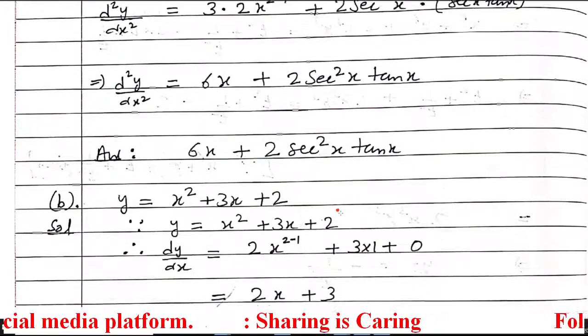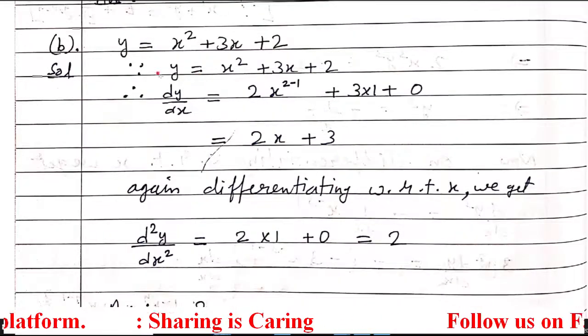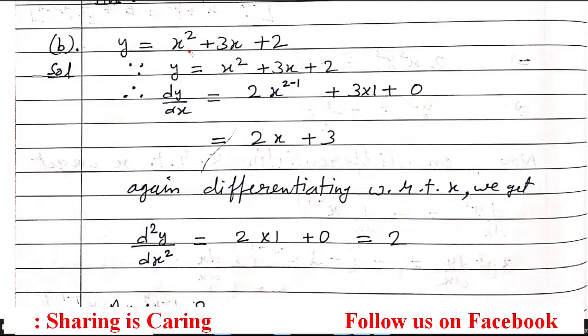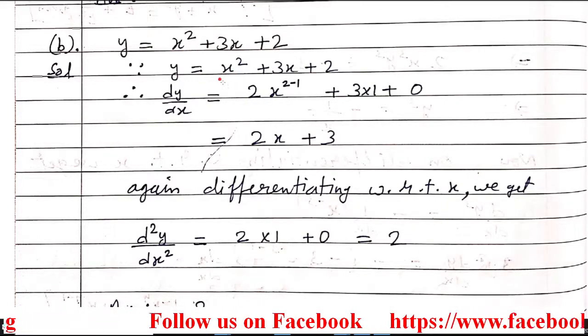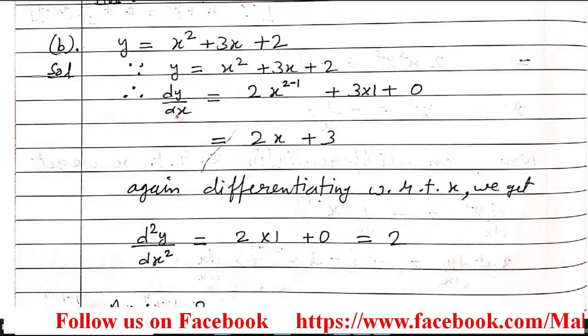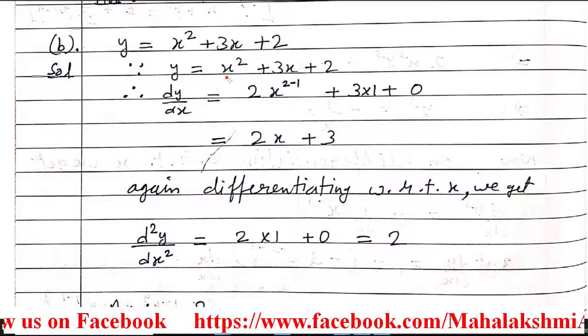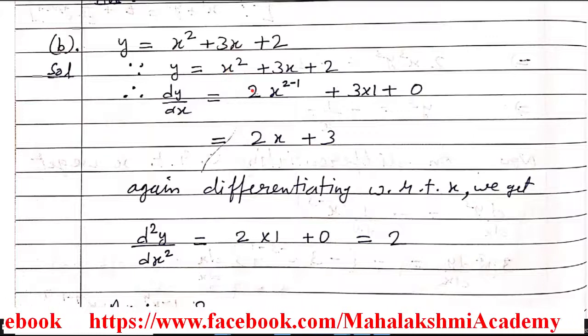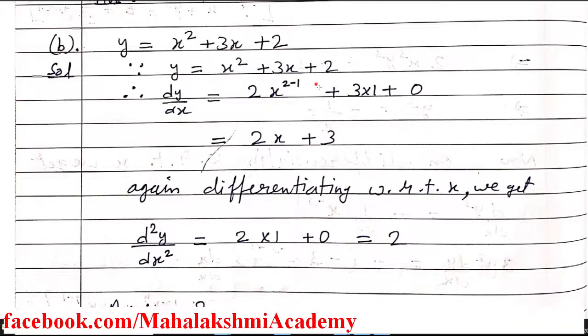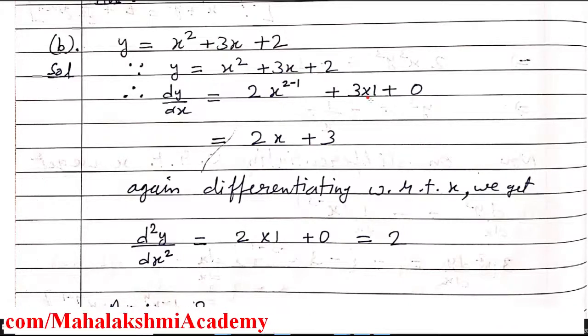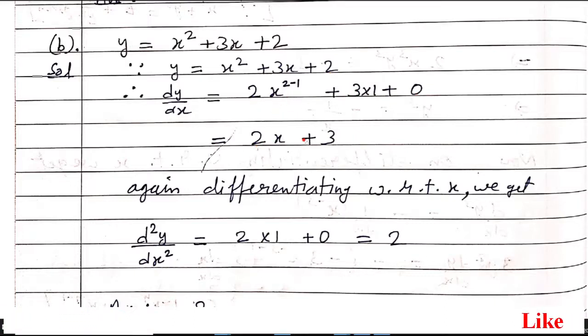Now we will move to the B part. The B part of the same question is y is equal to x square plus 3x plus 2. When we differentiate it with respect to x, we will get the first order derivative, that is dy over dx. Here use the x to the power n formula, that is n x to the power n minus 1, and 3 will behave as a coefficient and the differentiation of x is 1. Since 2 is a constant, the differentiation of 2 is 0. So when we simplify it, we get 2x plus 3.